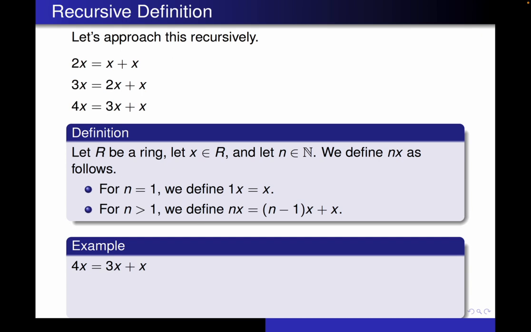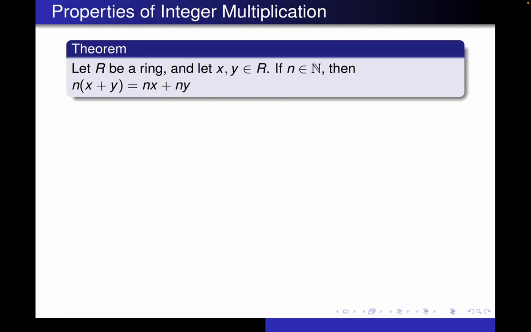So for example, if I want to know what 4x is, by the recursive definition, since it's greater than 1, we get 3x plus x. Now 3x is going to be 2x plus x, so we can substitute that in by the recursive definition. That 2x by the recursive definition again is going to be x plus x, and there we have our element.